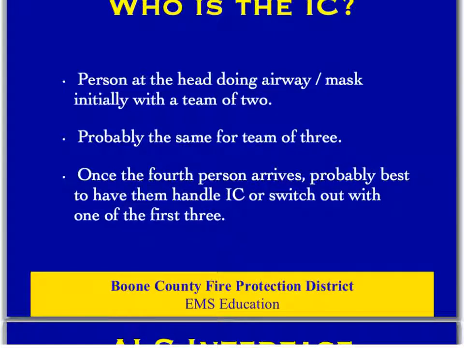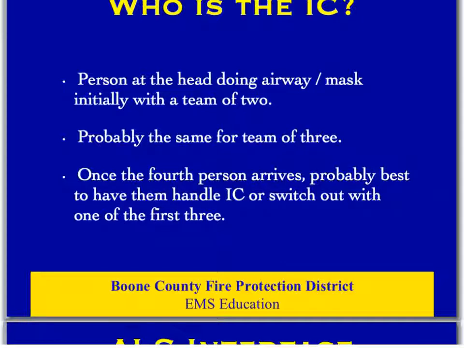But the suggestion is that the person at the head doing airway and mask seal is able to look around and has the ability to size up the scene a little bit more than the person doing compressions, who needs to be focusing on what they're doing, or the third person who's watching with compressions and working on ventilation. So it's probably the same for a team of 2 or 3. It's probably the mask seal person.